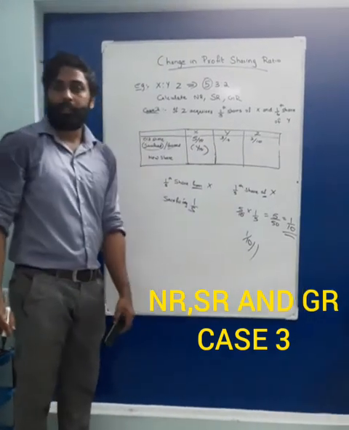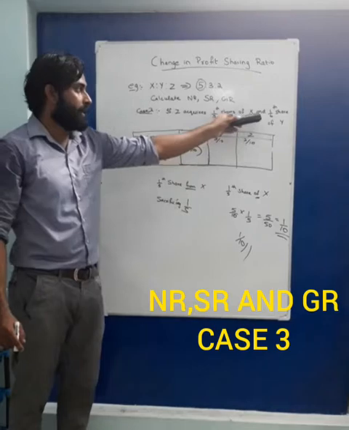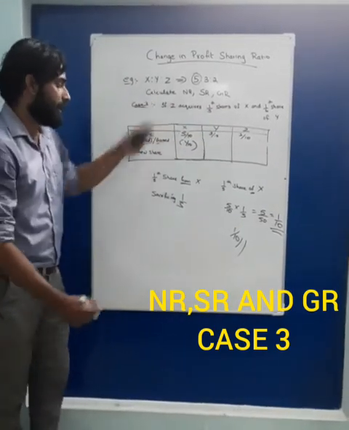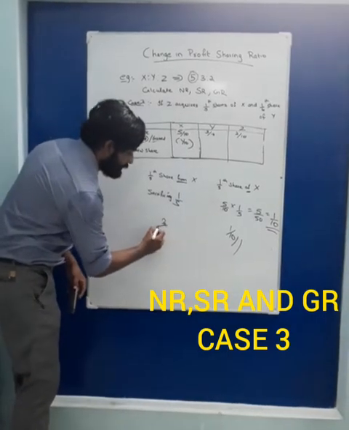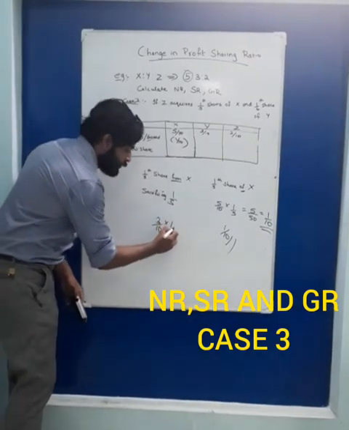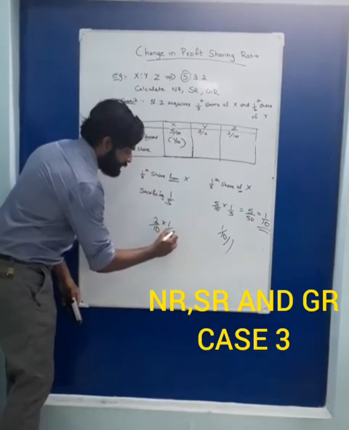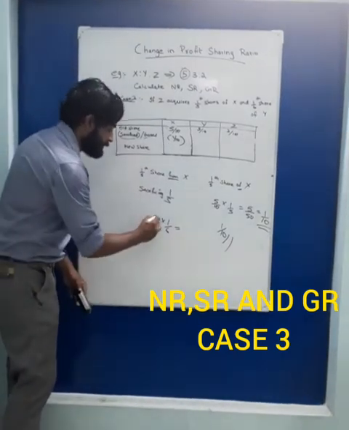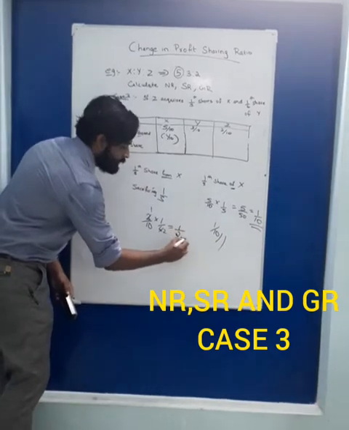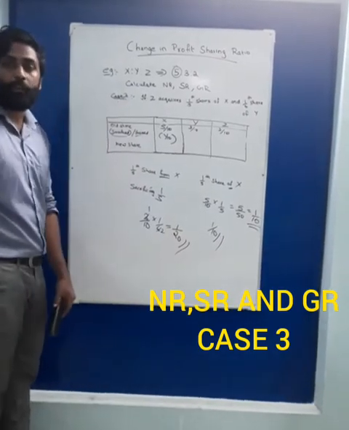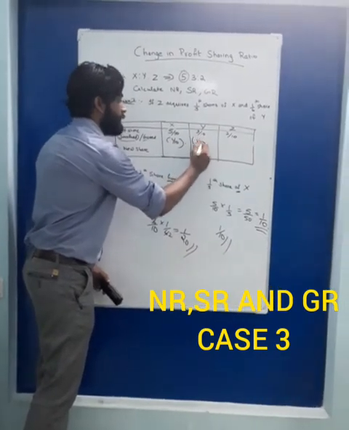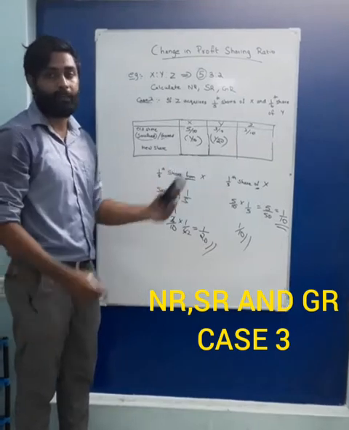Similarly you can calculate the 1 by 6th share of Y. 1 by 6th share of Y means Y earlier had 3 by 10 shares. You have to calculate 3 by 10 into 1 by 6, which is equal to 1 by 20. So the sacrificing share of Y is 1 by 20. Since it is sacrificing, we have to make it in a bracket.